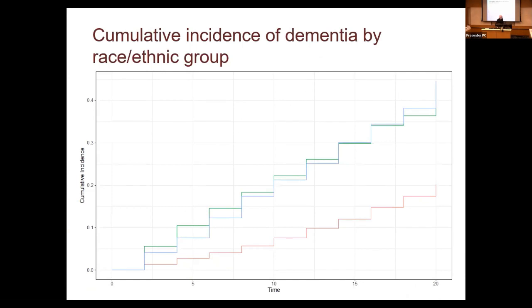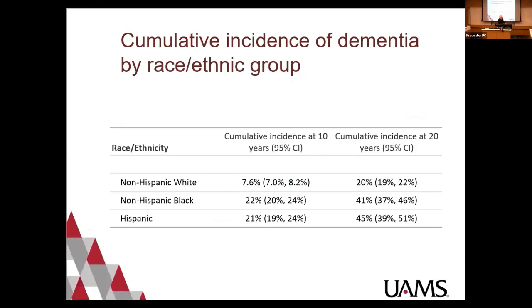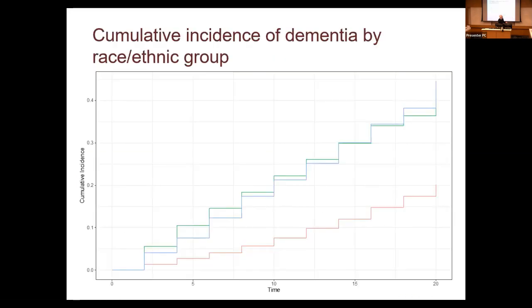So this is the cumulative incidence of dementia by race and ethnic group. These are just basic survival curves. We can see here that white is red, and Black and Hispanic are green and blue respectively. And so you can see that there's a marked difference between the cumulative incidence of dementia between whites and both non-Hispanic Black and Hispanic individuals. And again, this is something that we've seen over and over again in multiple contexts.